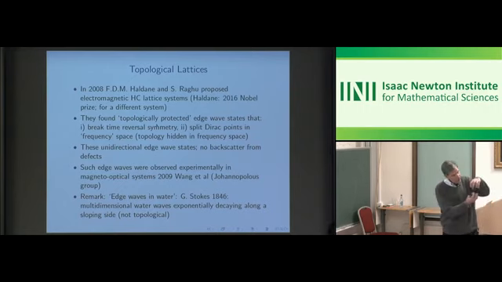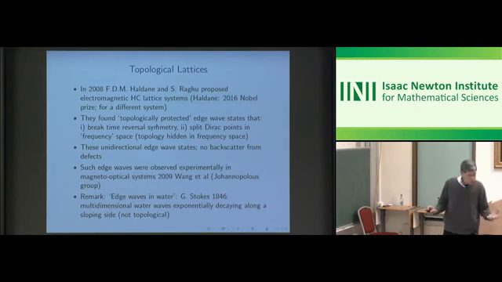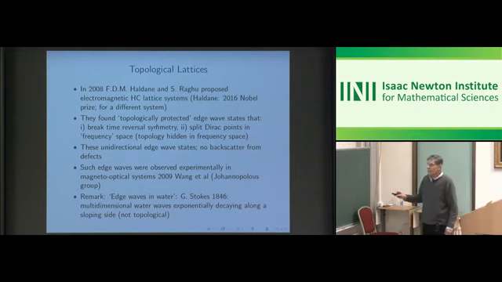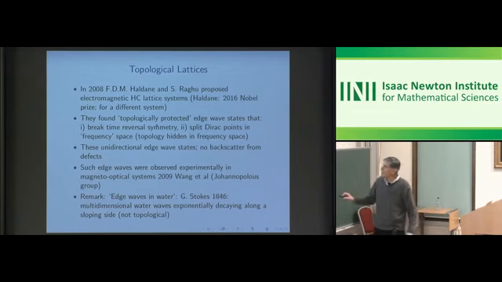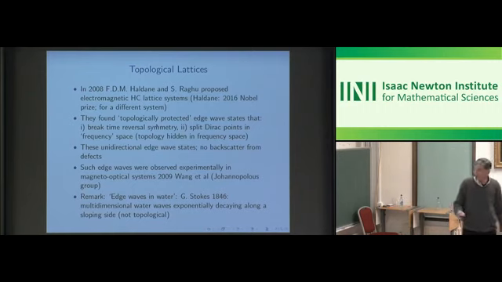And they broke this touching of points, these conical singularities. They broke it. And they were able to show that there was underlying topology indicated by Chern numbers. And they found edge wave states. Now, this is all theoretical, but within a year, people in Joannopoulos' group found this experimentally in magnetic systems. And they found edge waves.